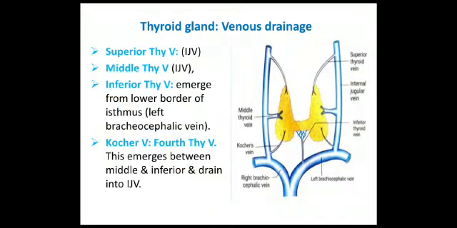And occasionally we may have what is called the fourth thyroid vein or Kocher's vein. This emerges between the middle and inferior thyroid veins and drains into the internal jugular vein. During removal of the thyroid gland, we have to always search for this Kocher's vein and secure it, or it may cause hemorrhage.